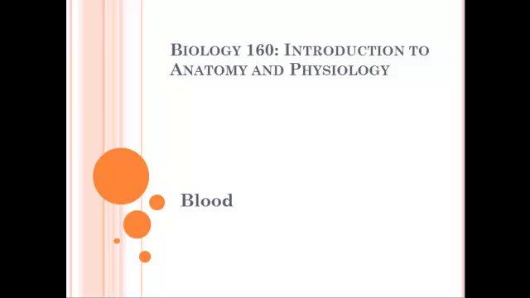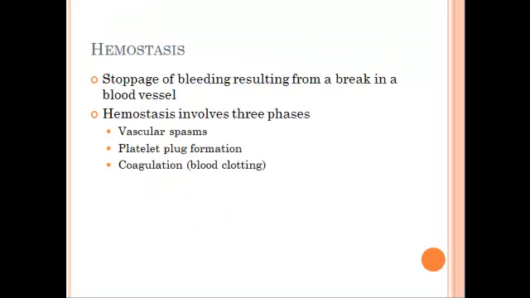In this part of the blood lecture in Biology 160, Introduction to Anatomy and Physiology, we will be talking about hemostasis, or, in other words, blood clotting. Hemostasis literally means stopping blood, and so this is a word that we use when we're talking about the clotting of blood. Whenever there's a break in a blood vessel, we have to have this hemostasis happen.